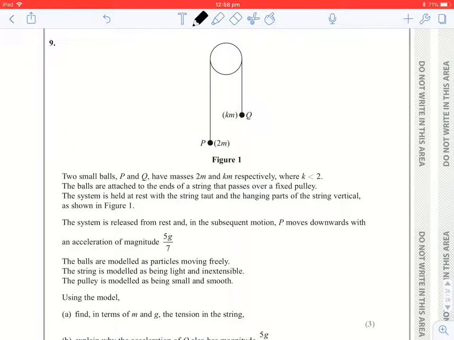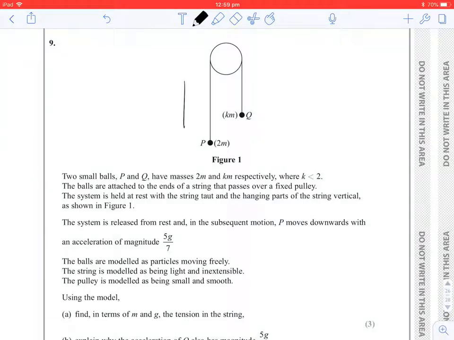The AS Applied paper, May 2018, question 9. Two small balls, P and Q, have masses 2m and km respectively, where k is less than 2. The balls are attached to the ends of a string that passes over a fixed pulley. The system is held at rest with the string taut and the hanging parts of the string vertical, as shown in figure 1. The system is released from rest and, in the subsequent motion, P moves downwards with an acceleration of magnitude 5g over 7.